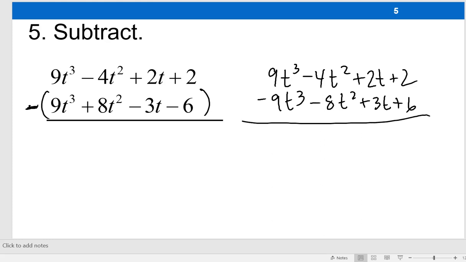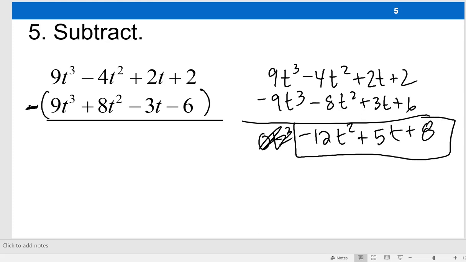So subtracting the group distributes everything on the bottom. 9 minus 9 is 0. You could write 0t to the third, but technically it is not necessary. 0 times anything is 0. Negative 4 minus 8, negative 12, t squared. 2 plus 3 would be 5t. 6 plus 2 would be 8. That's all I'd put.